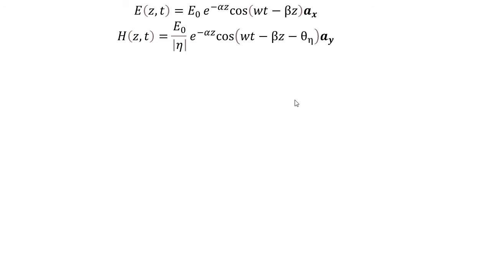If you have E as a function of t, you can write H as a function of t. How? H0 is equal to E0 by modulus of eta. That's what we write here. Here E0, here E0 by eta, and e raised to minus alpha z is the same here also. Then H lags E by an angle theta eta. So here cos omega t minus beta z, and here it is cos omega t minus beta z minus theta eta.